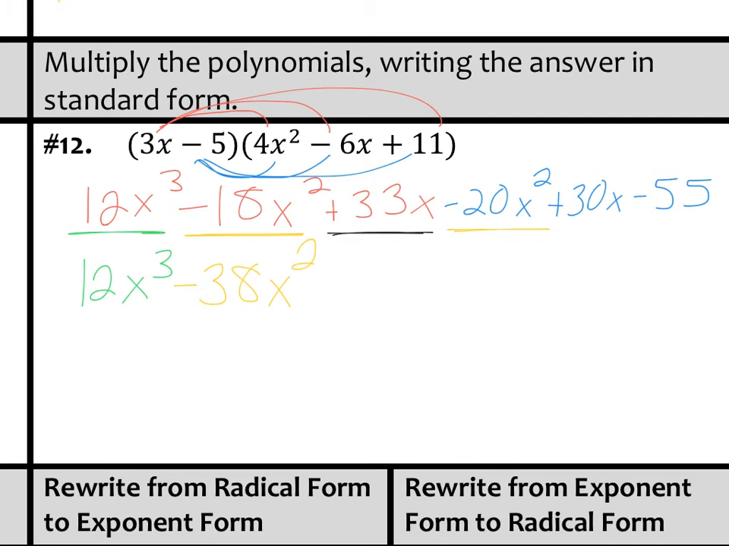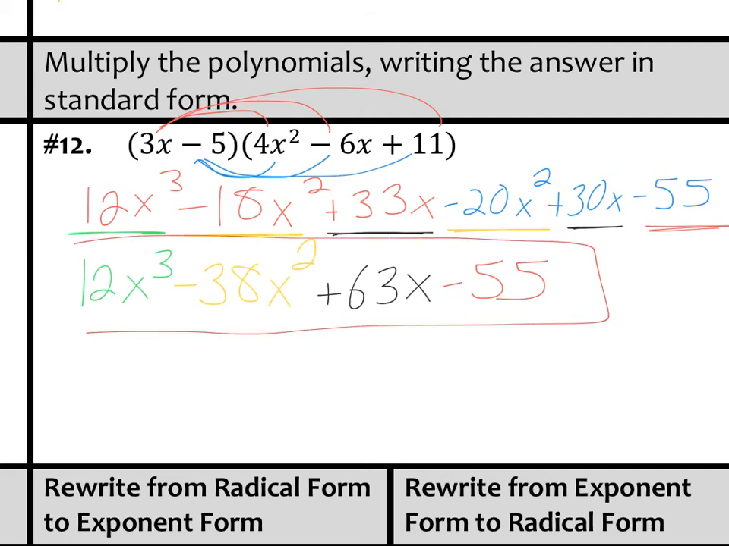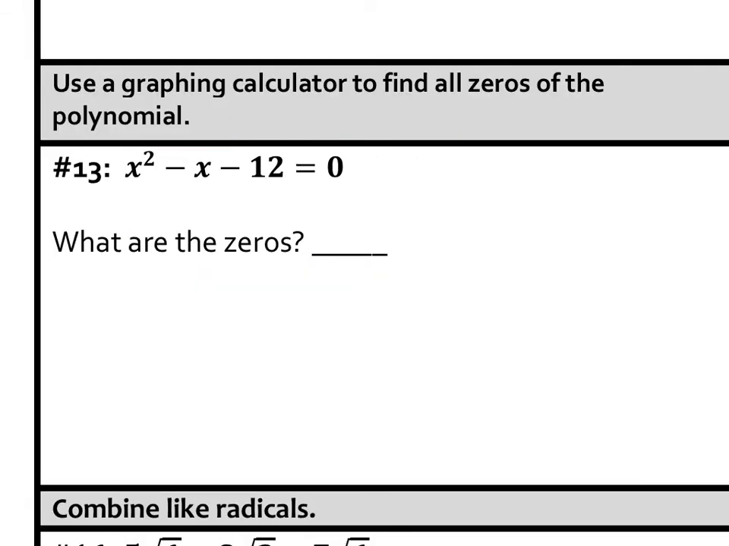We have 2 terms that have just x's on them. 33 plus 30 is 63. Keep the x. And the last term all by itself, that constant, is -55. Okay, and again, all of our terms are not like terms. Exponents from biggest all the way down to the smallest exponent, and our constant at the end. So that's our answer.